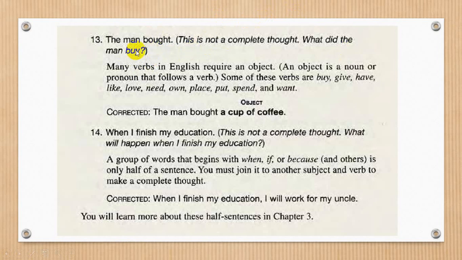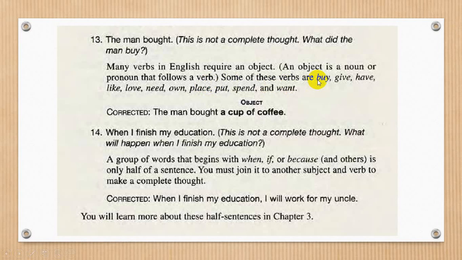So many verbs in English require an object. An object is a noun or a pronoun that follows a verb.